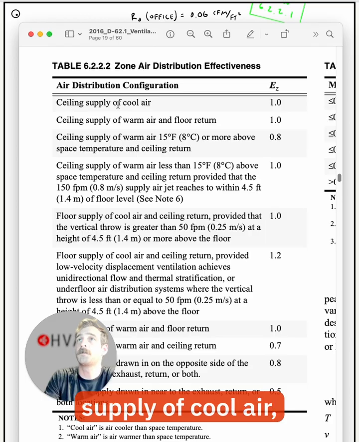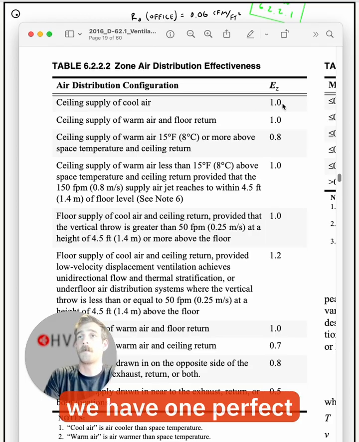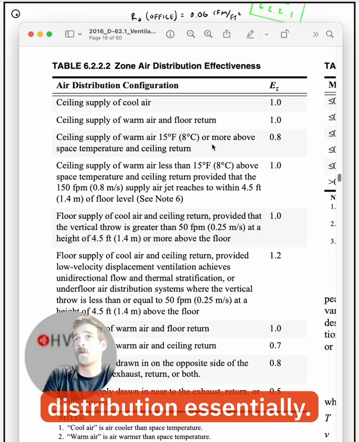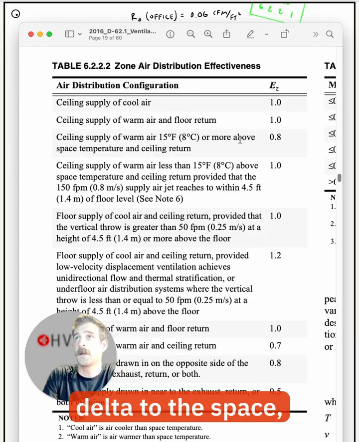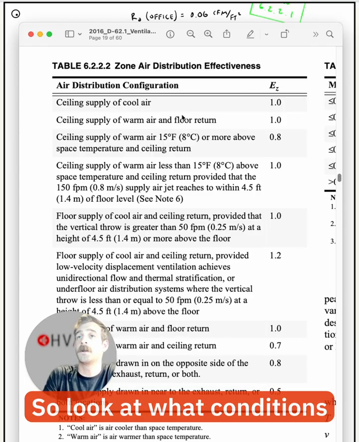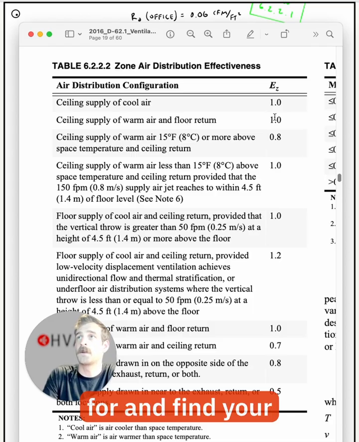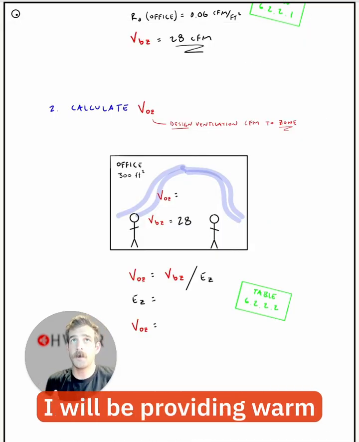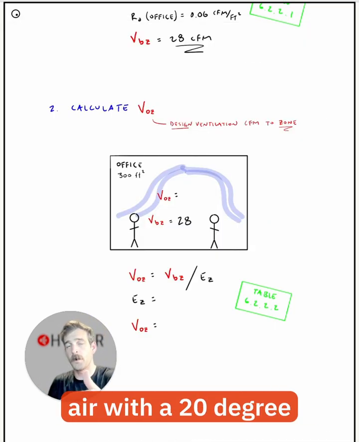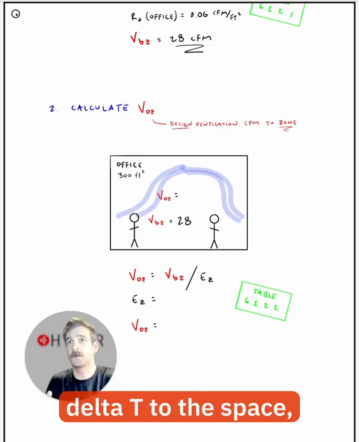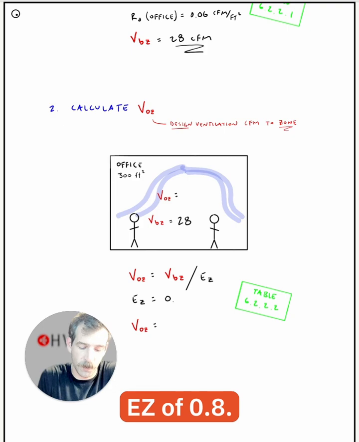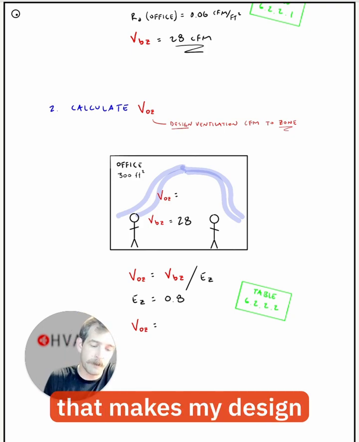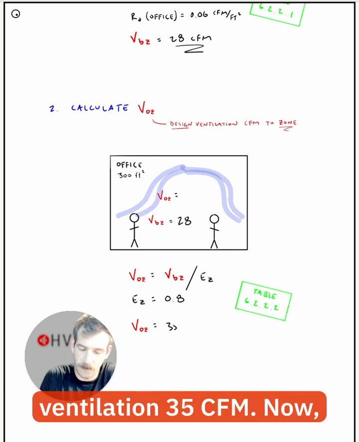So for ceiling supply of cool air, we have 1, perfect distribution, essentially. With warm air at a 15-degree or greater delta to the space, it's going to be 0.8. So look at what conditions you're designing for and find your EZ in this table. In my scenario, I will be providing warm air with a 20-degree delta T to the space, and so I'm going to select an EZ of 0.8. And with that, that makes my design ventilation 35 CFM.